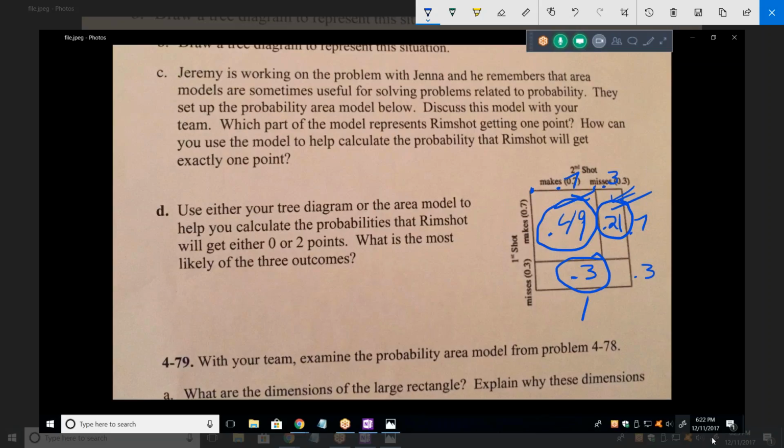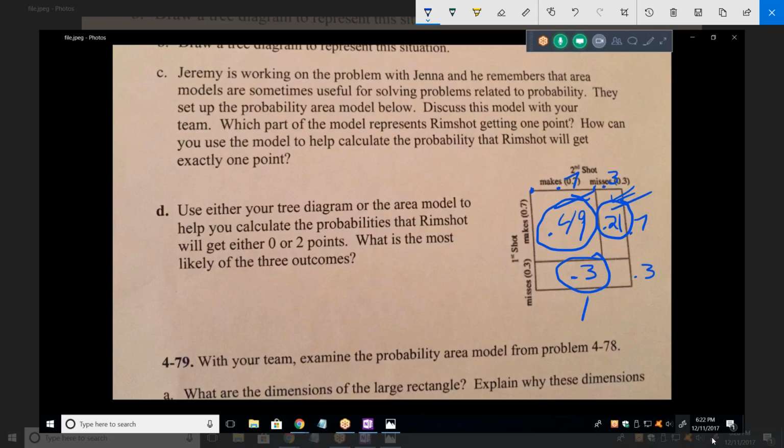But notice that these probabilities add to 1. Whenever you have a finite number of possibilities, and in this case, it's finite, she can make 0 points, 1 point, or 2 points. That's it. That means the sum of the probabilities of those three has to equal 1.